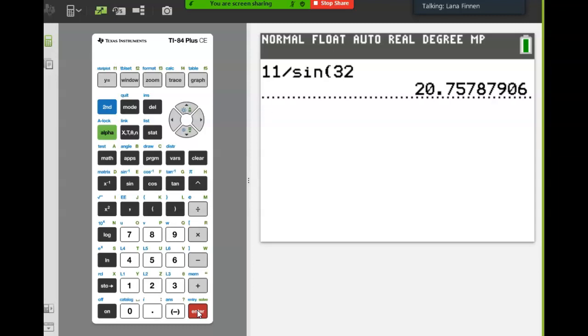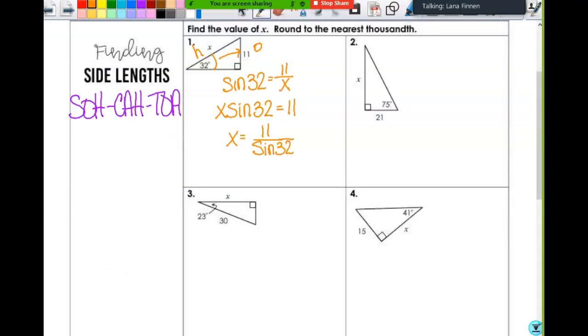If you come across a little scientific calculator that happens to be shoved in the back of the drawer, or you're trying to use one on your phone or whatever, and you don't even know if you're in degree mode or not, you can always type in an answer that we have from our notes and make sure you get the same number. All right, so we get x equals 20.758.